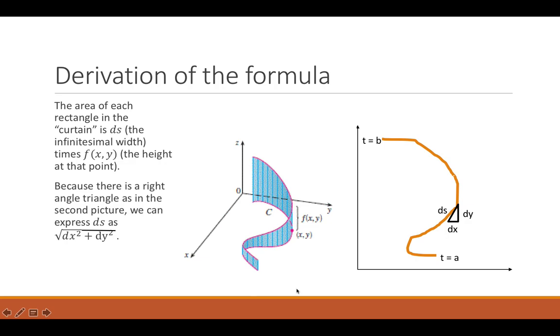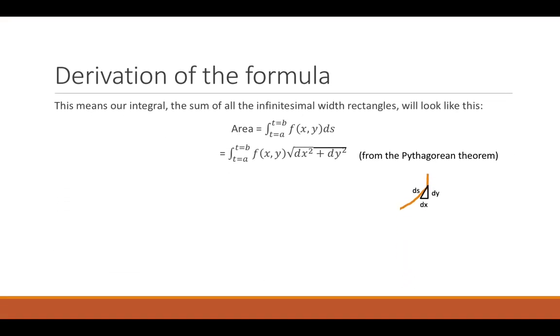So, the area of the rectangle in the curtain is ds, the infinitesimal width, which is not infinitesimal here, but we can imagine it, times f of xy, the height at that point. So this is ds, this is f of xy, this is ds, this is a different f of xy, right? And so on. Because there is a right angle triangle where the hypotenuse is ds, we can express ds as the square root of dx squared plus dy squared. Okay? Now, this means our integral, the sum of all the infinitesimal width rectangles, will look like this.